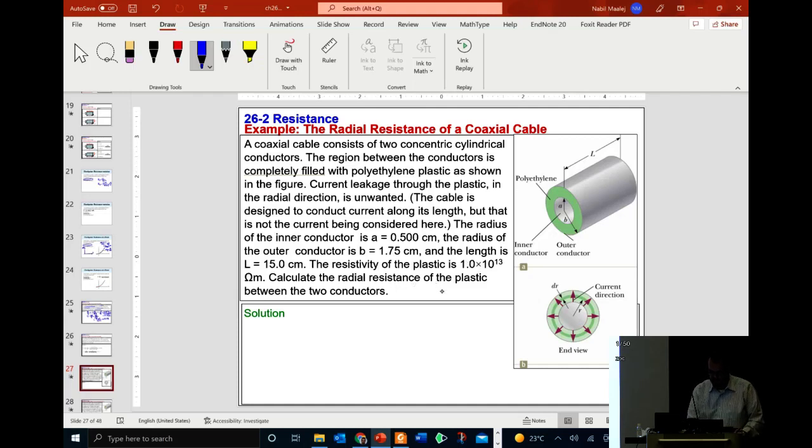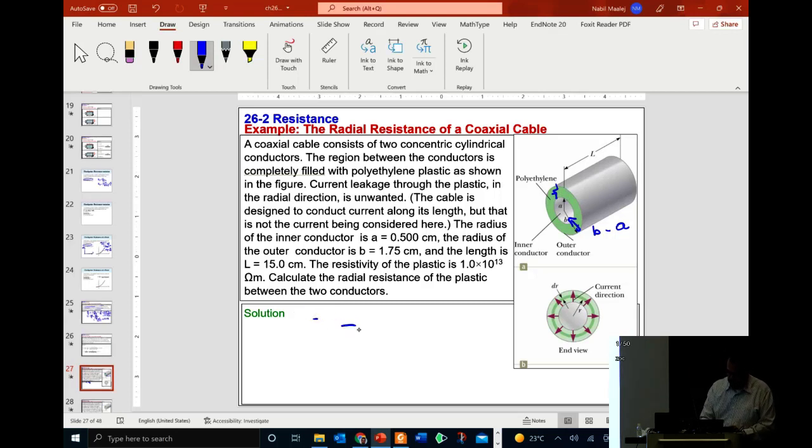Calculate the radial resistance of the plastic between the two conductors. The radial resistance. So here we are interested in the resistance between the inner conductor, let me draw the resistor as if it's here, and the outer conductor. Now, so far we have an equation. We said the resistance is rho L over A. But here the L is actually not L. The length is going to be b minus a, and the area, we can consider the area is the belt of the cylinder.